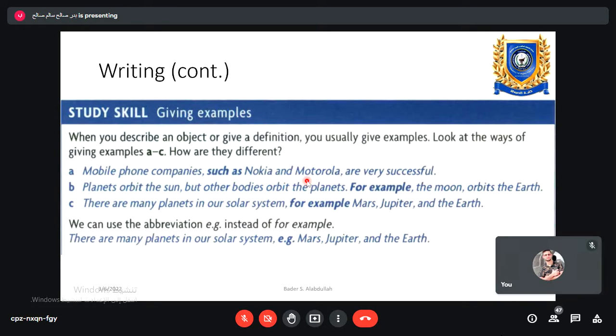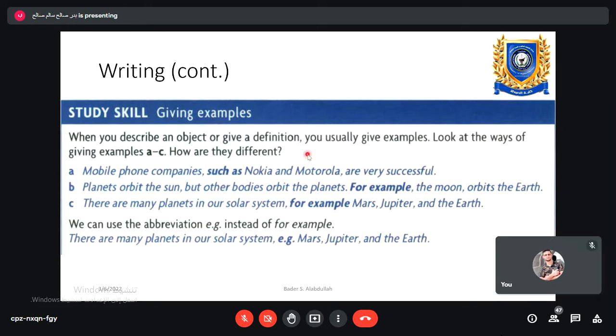Okay, as you can see, if you remove or delete this phrase, that is not going to affect the meaning of the sentence. So if we delete such as Nokia and Motorola, the sentence will be mobile phone companies are very successful, which is a full sentence, grammatically correct, and everything is right. There's nothing wrong with it. That's why this is called non-defining relative clause, such as Nokia and Motorola.